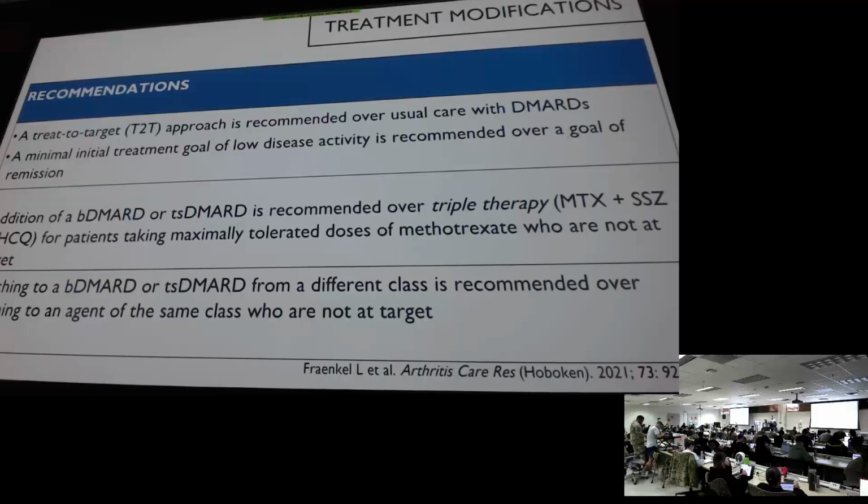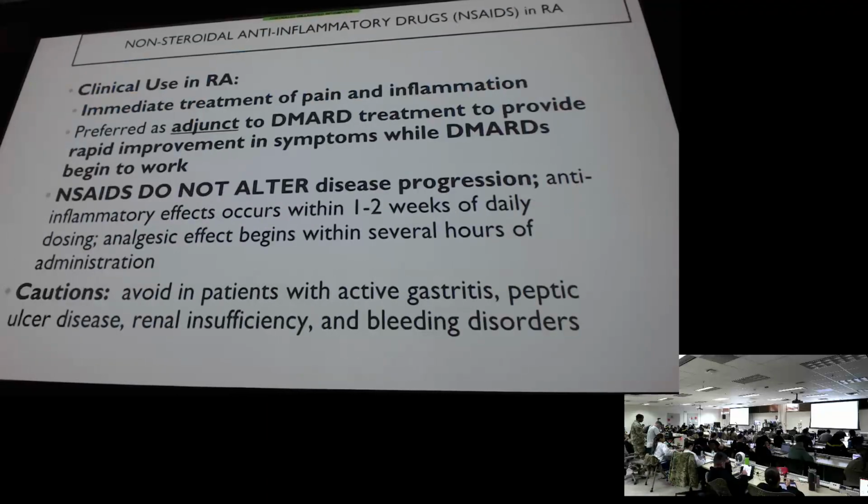And the bottom bullet is exactly what I mentioned about using a DMARD from a different class versus staying in the same class and adding on multiple agents in the same class. And when you see the chart of them, it makes it a little more clear.